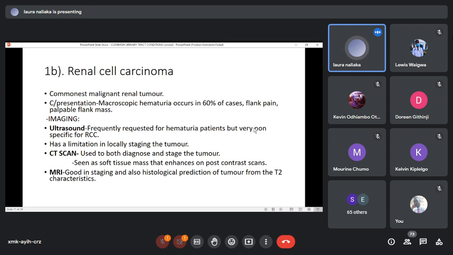But ideally, the CT scan will be able to diagnose for you. It will show you the tumor and it will stage the tumor for you. So we'll just wait for maybe a histological biopsy.